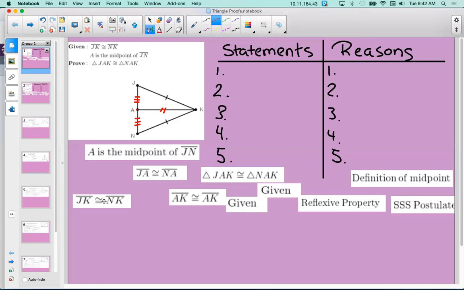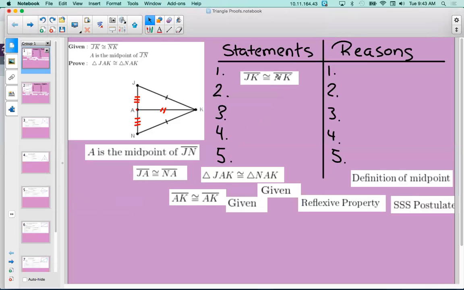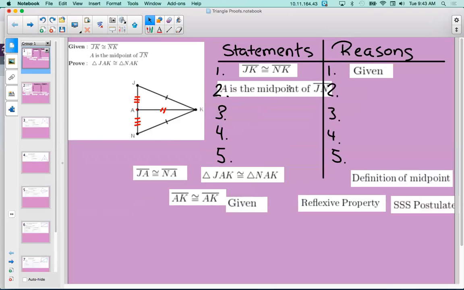So let's see, we got JK is, hold on, undo. There we go. JK is congruent to NK. That is one of my given statements, and I'm going to use given here for my reason. My other one, A is the midpoint of JN. I'm going to slide that in right there. That's our second one, and that is also given. Okay, so we got our two given statements in there.